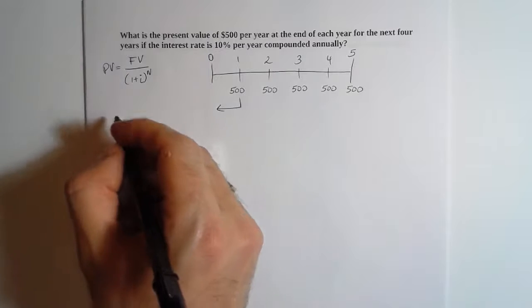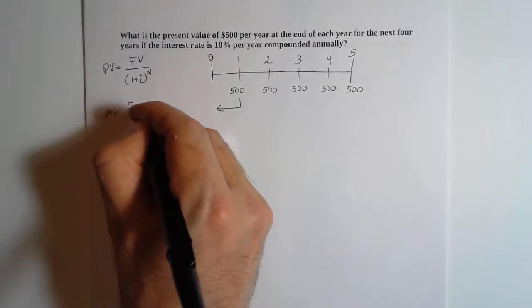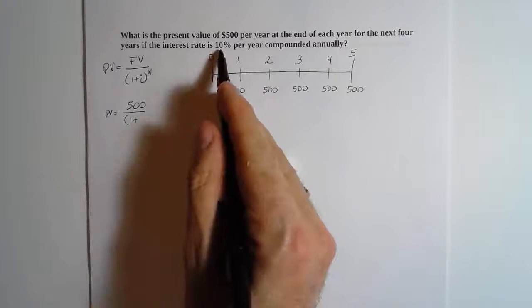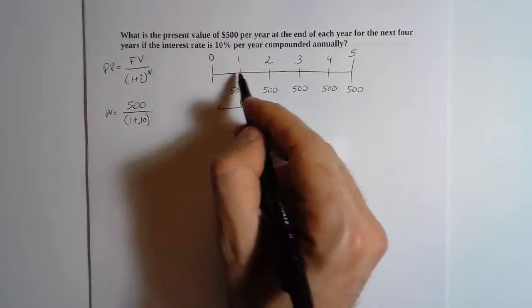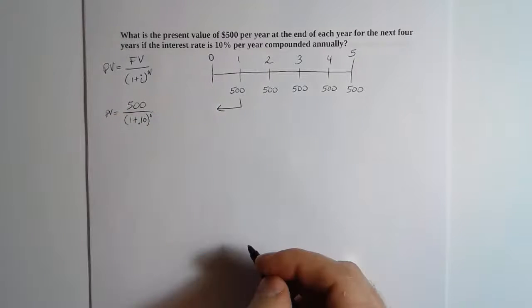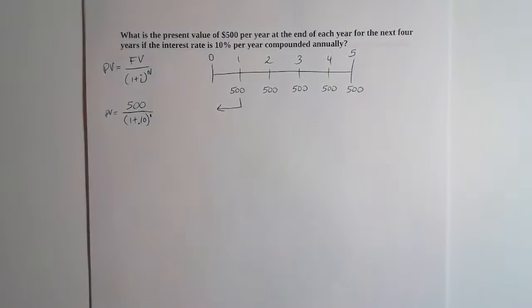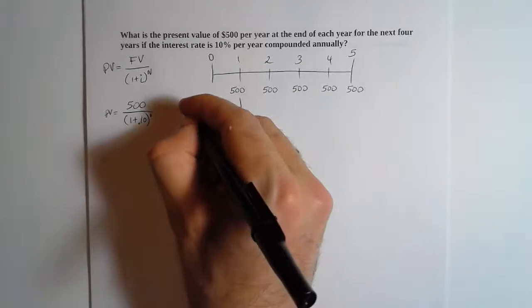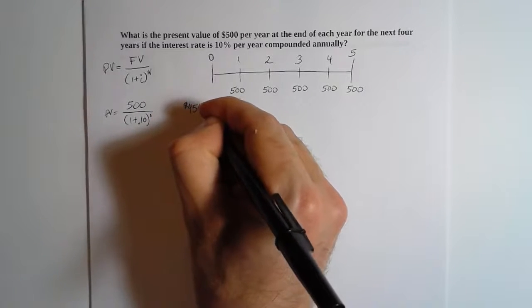So in that case, we're going to have present value is equal to $500 divided by 1 plus the rate of return, or the interest rate, which is 0.10, raised to the number of periods, which is in this case 1. So if you work that out, and I'll give you a moment to do so, you should get $454.54.